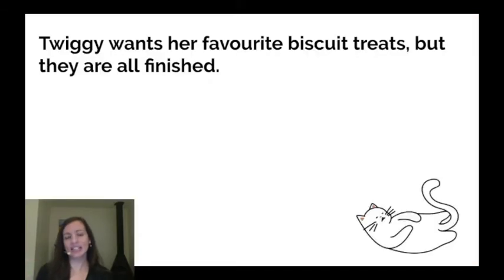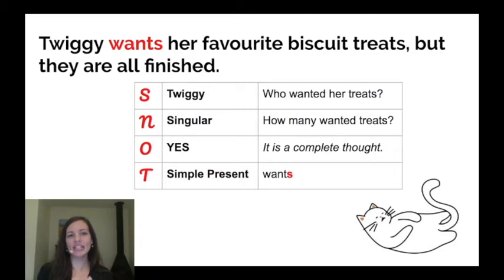So let's look at an example. So remember, we're going to be using our test. We're going to first be looking for the number of finite verbs before we look for the conjunctions. So in this example, Twiggy wants her favorite biscuit treats, but they are all finished. That would just be awful, wouldn't it? Well, let's see if we can find some verbs. Firstly, we've got the verb wants. Does it fulfill it? Twiggy wants, yes. Okay, so I've got a subject and I've got my finite verb. I know that it's singular and I know that it's in the present tense. Perfect, I've got clause number one. Let's look for clause number two.